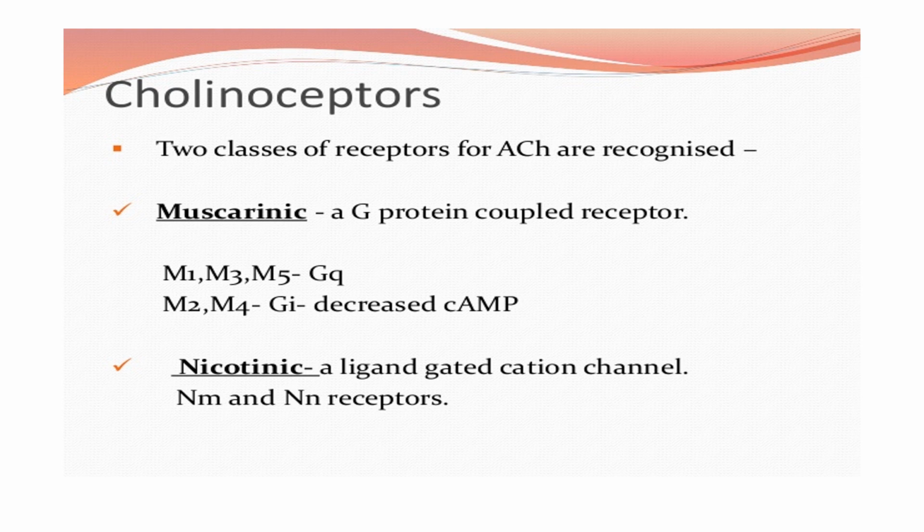The second is nicotinic. Nicotinic is a ligand gated cation channel, subdivided into NM and NN receptors, that is, those found in the neuromuscular junction and in the adrenal medulla. These are the two types of receptors for the cholinergic system, muscarinic and nicotinic, and they are further divided.